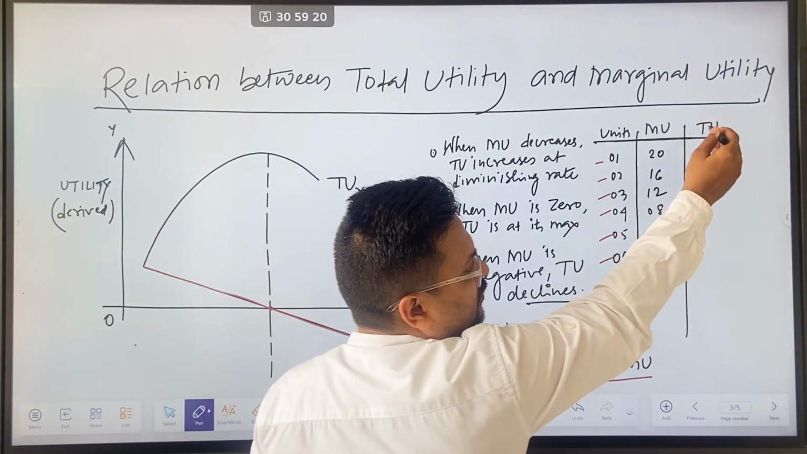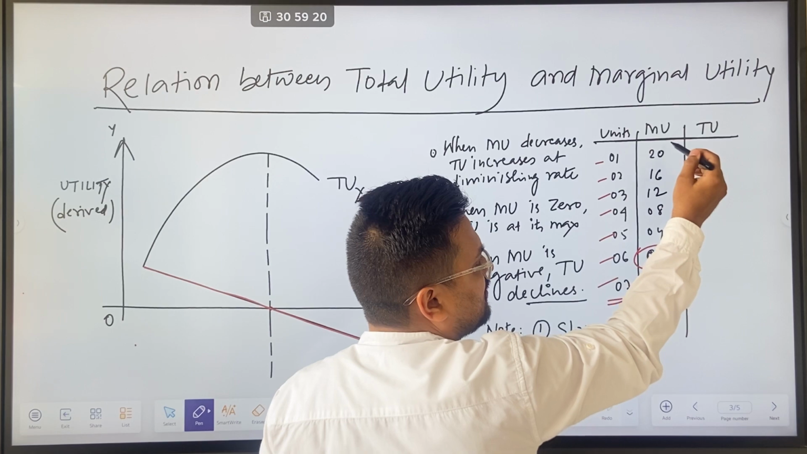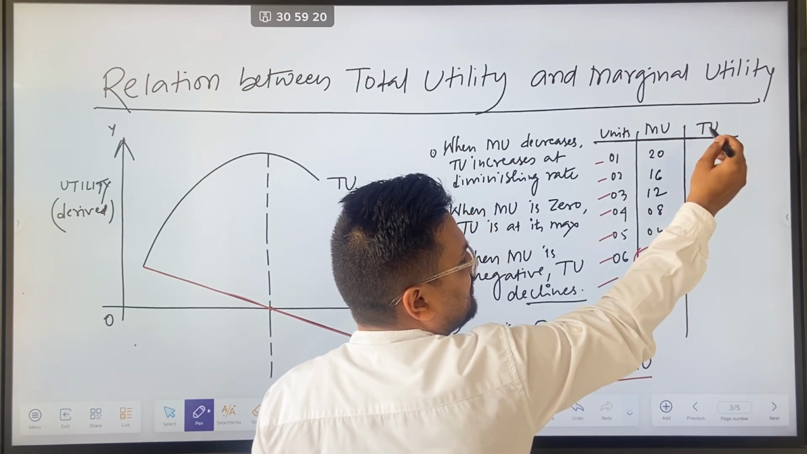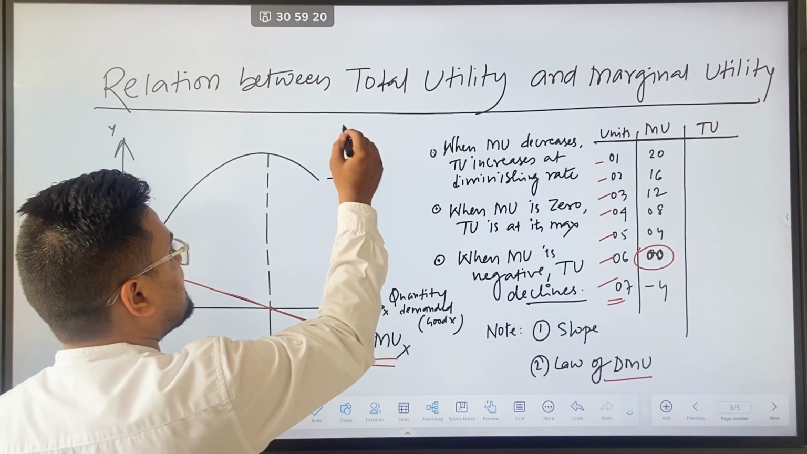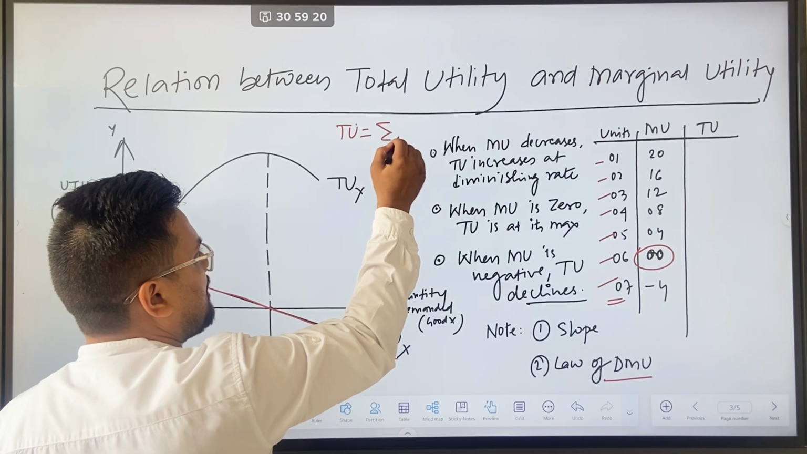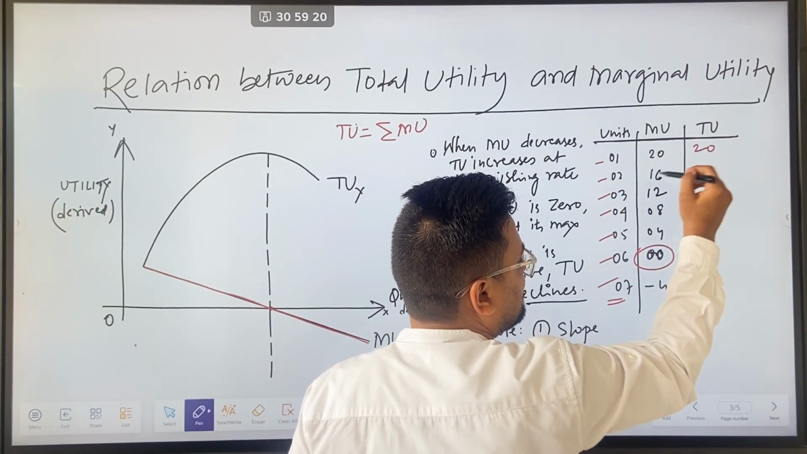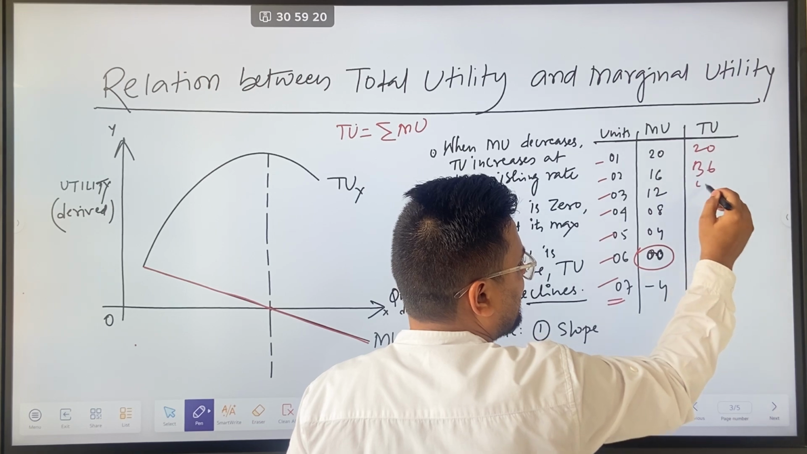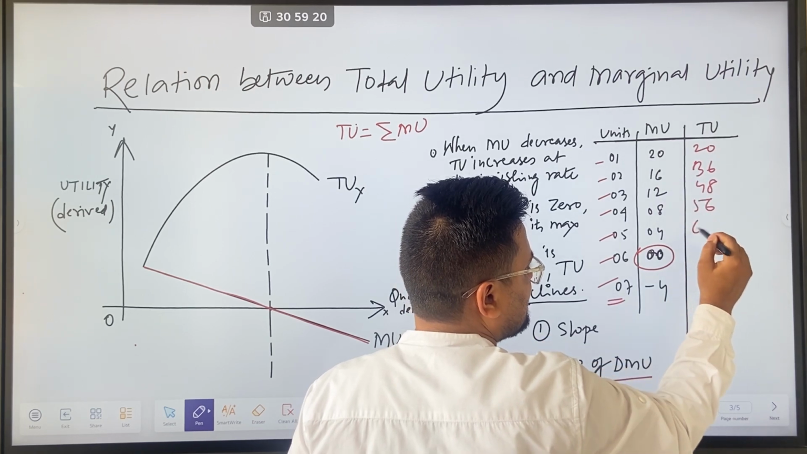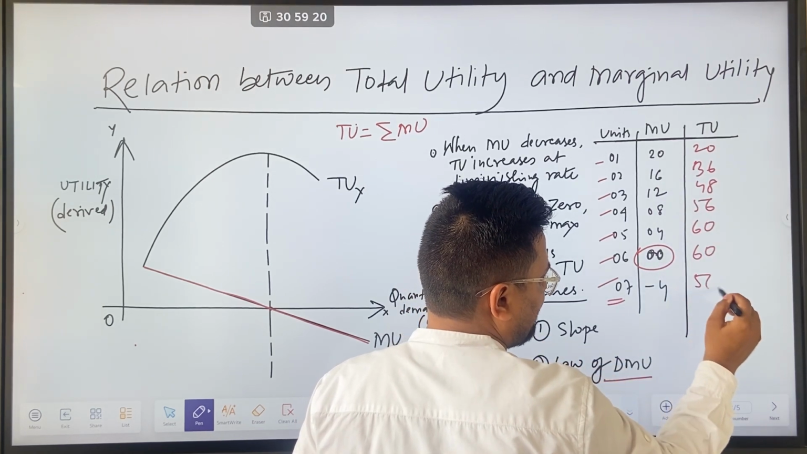Now if you want to calculate TU, we can simply add, because TU is the sigma of marginal utility. So we are going to add: 20 plus 16 is 36, 48, 56, 60, 60, and again 56.